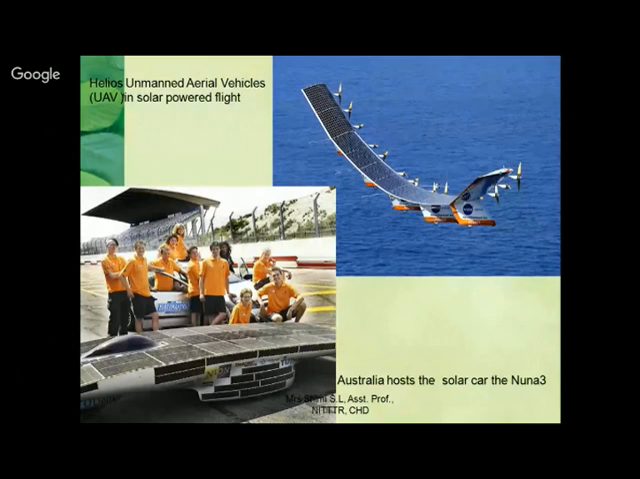Another project you can see here is the Nuna 3. This is a car made by Australian students, Nuna 3. A single person can drive this, and nowadays more cars have come. This was the initial model given by the students. Nowadays you have solar rickshaws, solar cars, and many other projects, and we can also encourage our students to make such solar vehicles and such projects.